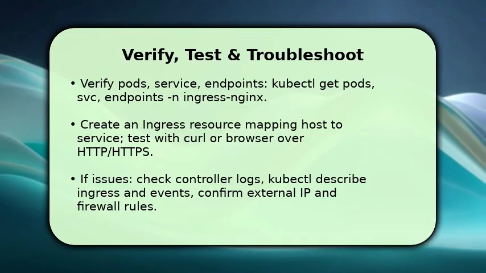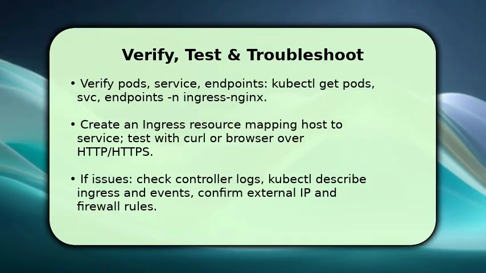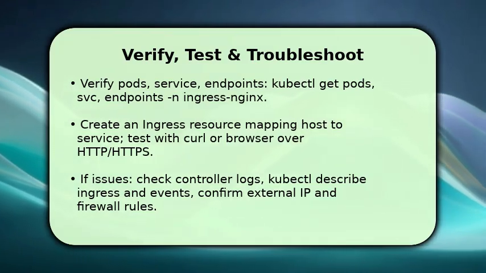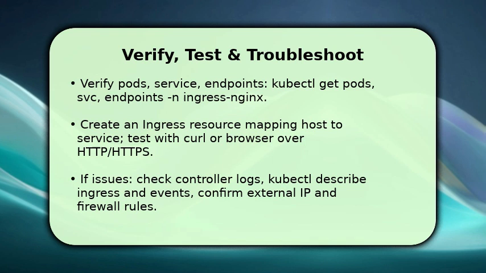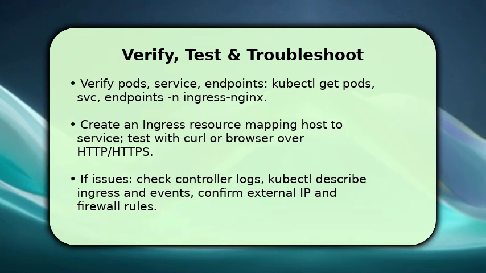Key troubleshooting tip: if no external IP appears, check cloud LB quotas, MetalLB config, and cluster firewall rules before changing ingress manifests.